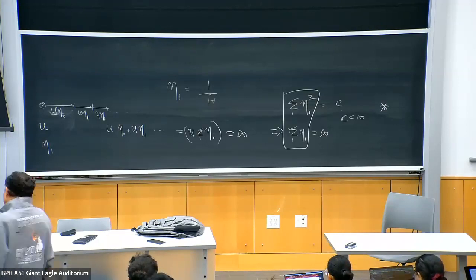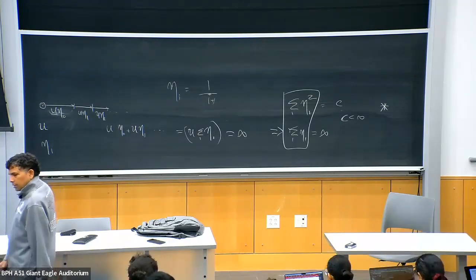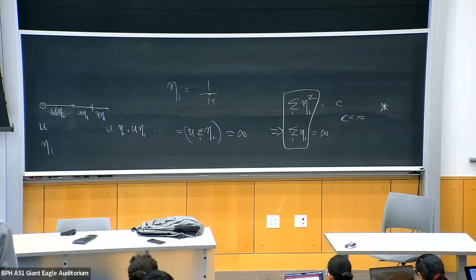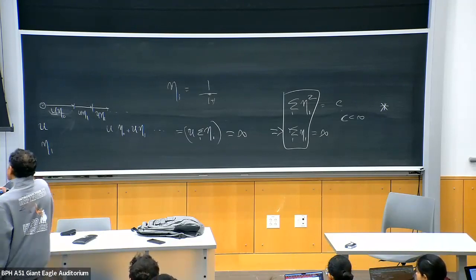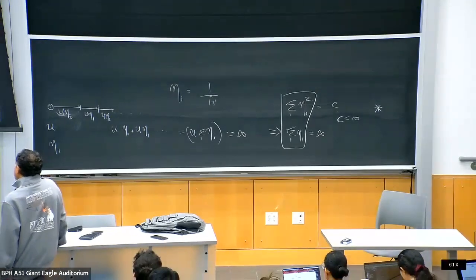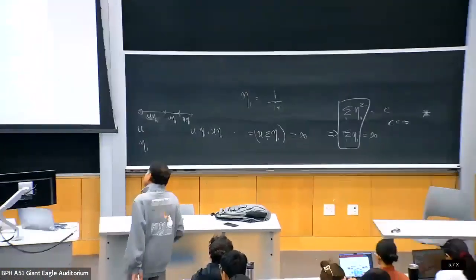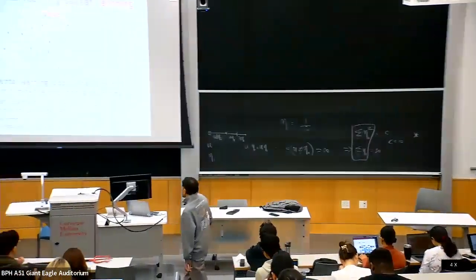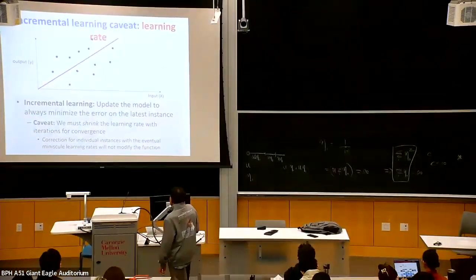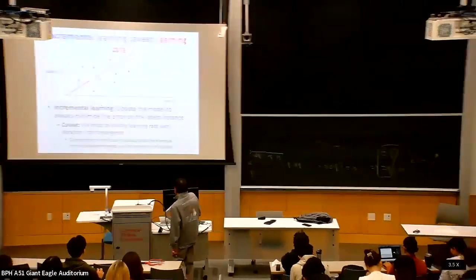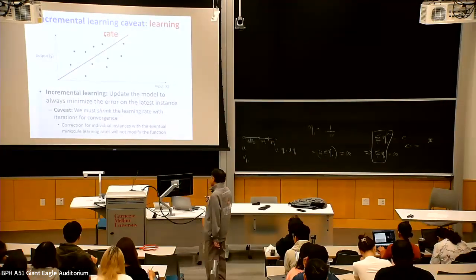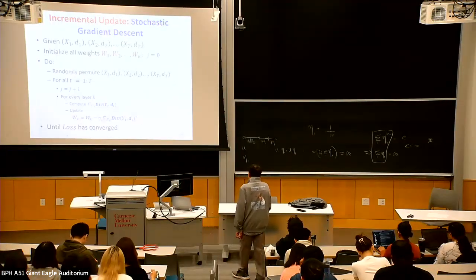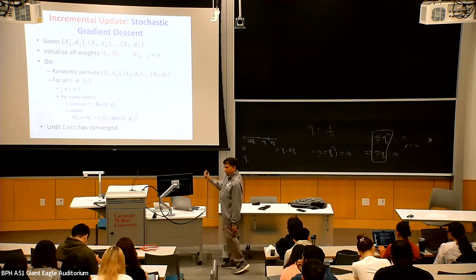So this is the kind of learning rate schedule that you will want. And so in incremental learning, you update the model to always minimize the error on the latest instance, but you must shrink the learning rate with iterations for convergence, so that the correction for individual instances with the eventual minuscule learning rates will not modify the function.